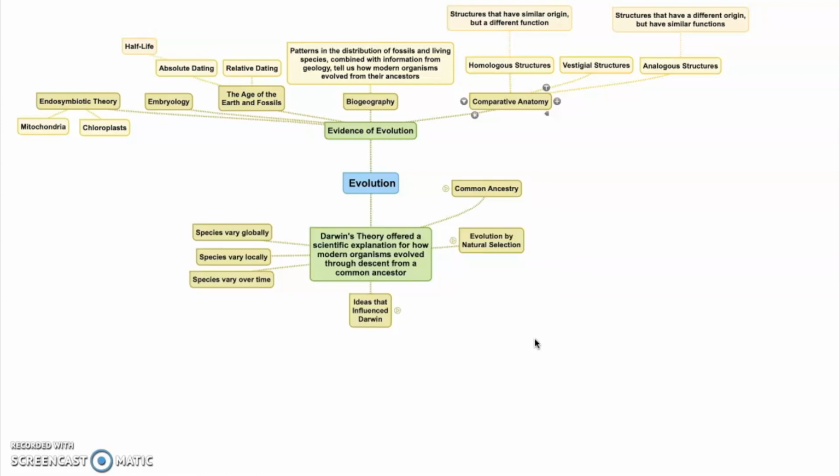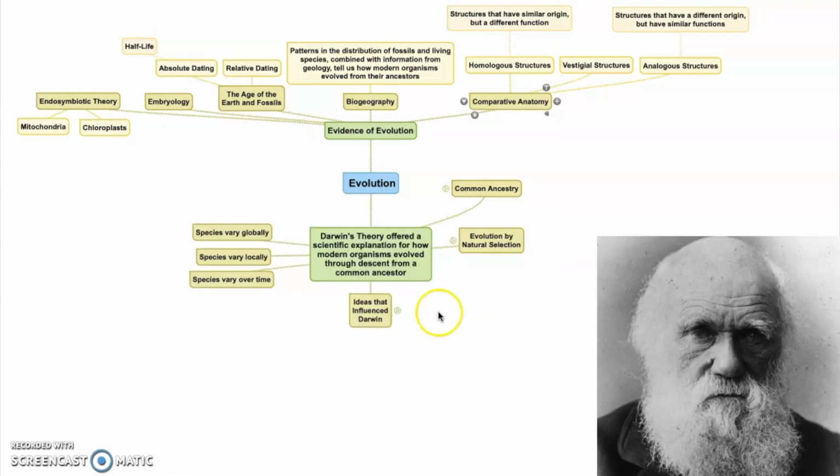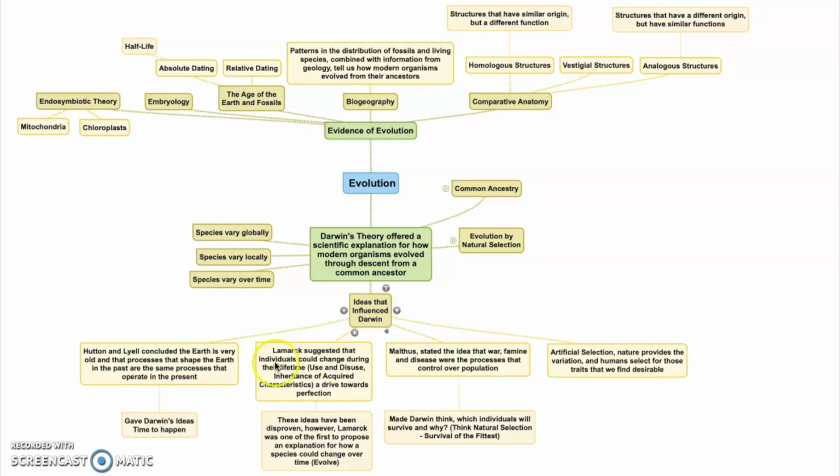All right. So taking a look at Darwin's theory, some things that he looked at on his voyage and in his research were that species are going to vary globally. They can vary locally as well, and they can also vary over time or change over time. Looking at the ideas that Darwin used to influence his actual idea of evolution, we take a look here.